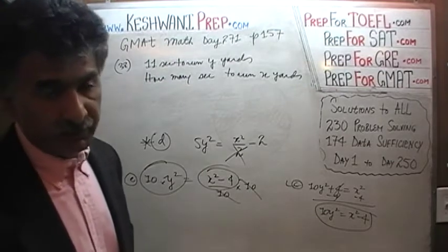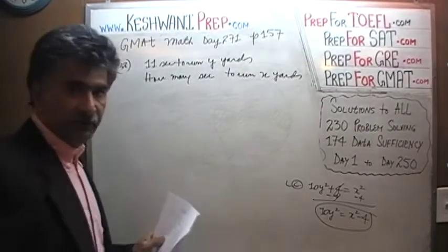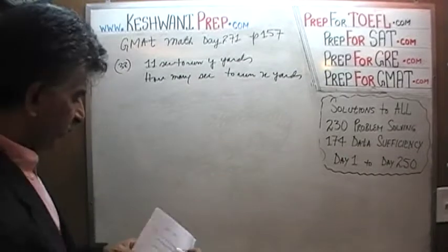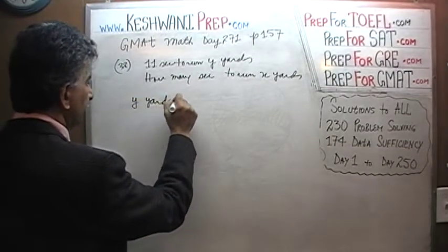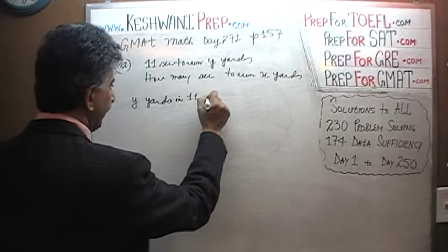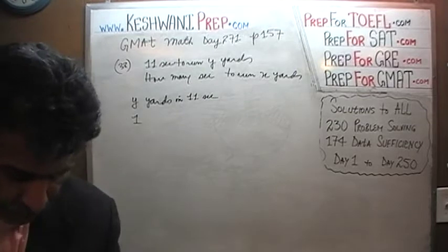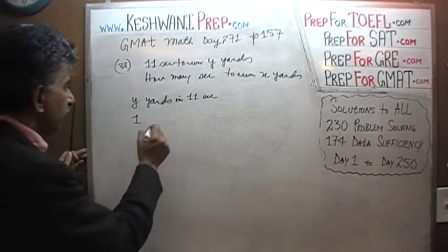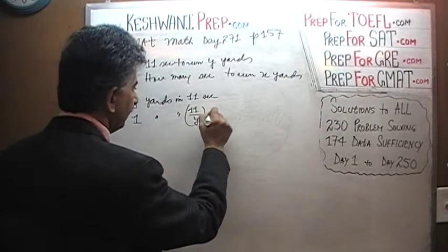We can plug in numbers here, or we can do it algebraically. Either way, this problem is not that bad. Let's do it algebraically first, see what happens. So we are told that we run y yards in 11 seconds. That tells us that we must be able to run 1 yard in 11 over y seconds.